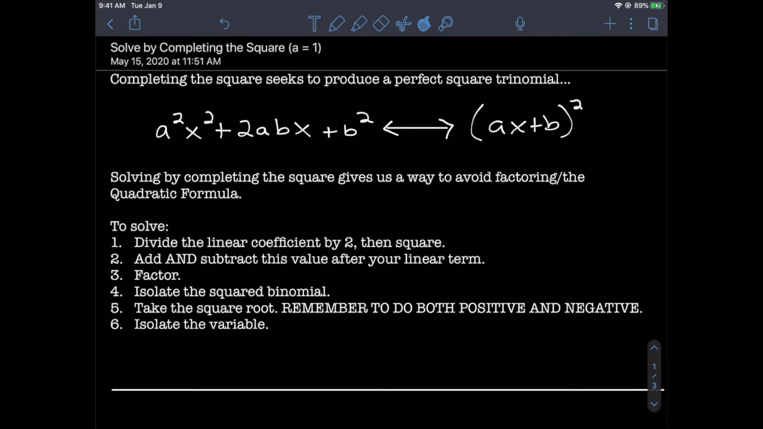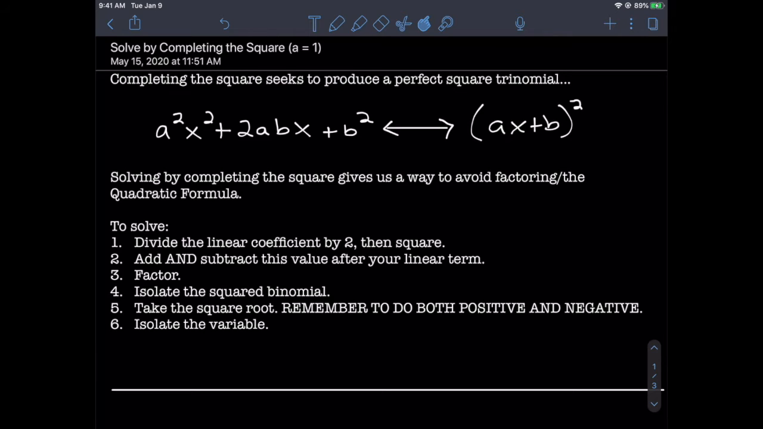Once we do that, then we're going to add and subtract this value after the x term. This is important. It has to be add and then subtract, and it has to be right after our x term. Once we have that, we'll group and factor the perfect square trinomial. Then we'll isolate the squared binomial by adding or subtracting whatever constant is not in the parentheses. And then we will take the square root of both sides.